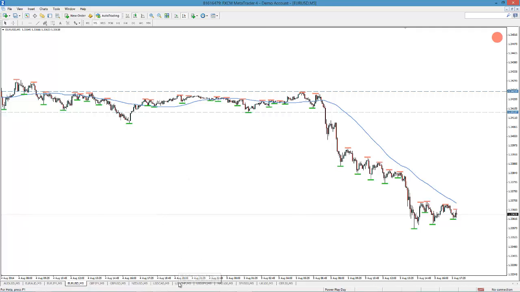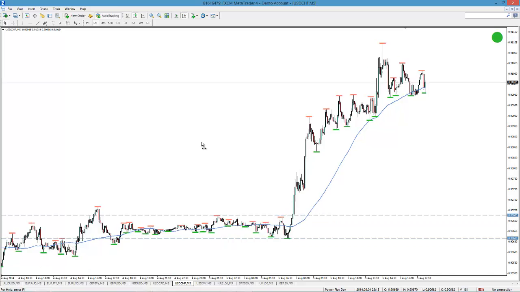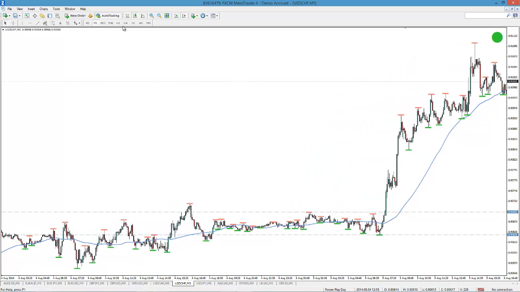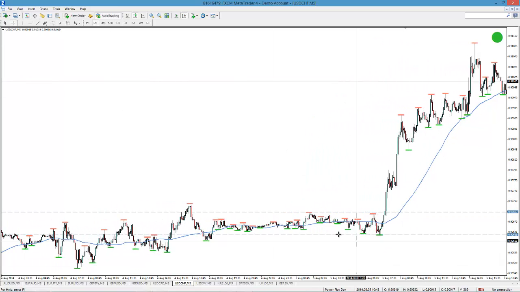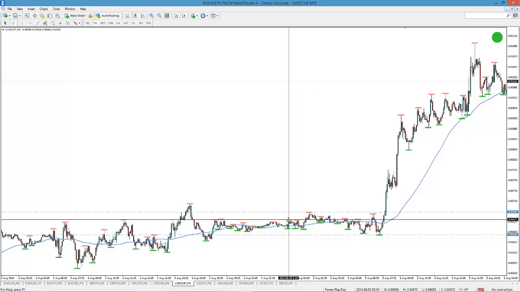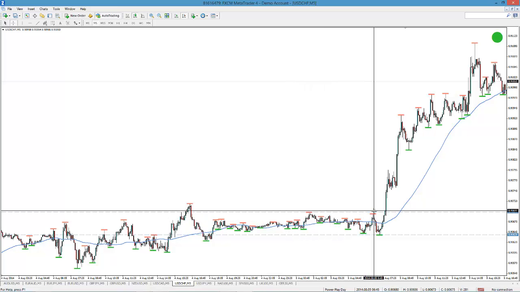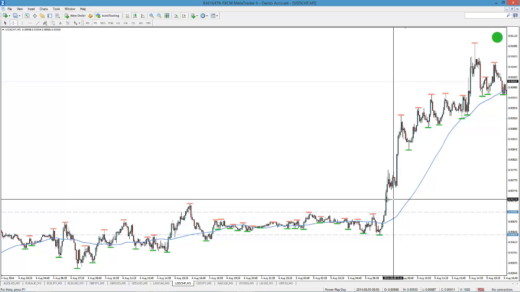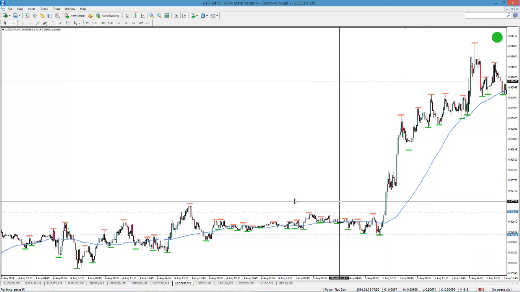The other trade that set up at pretty much the same time was a dollar franc. Now, we didn't get involved in this trade because we were already in the euro dollar, and the euro dollar and the dollar franc are inversely correlated. So they tend to move in exactly the opposite directions.